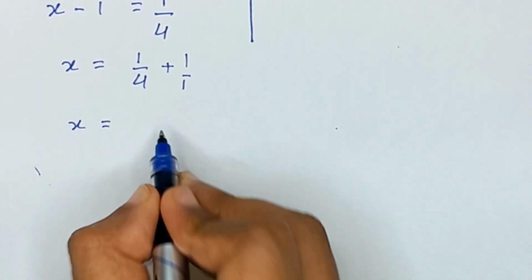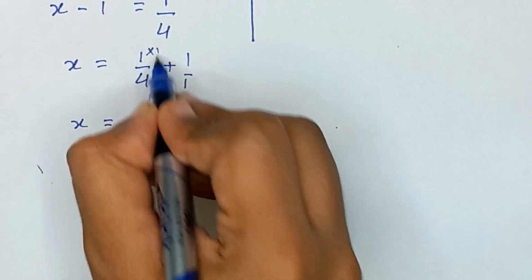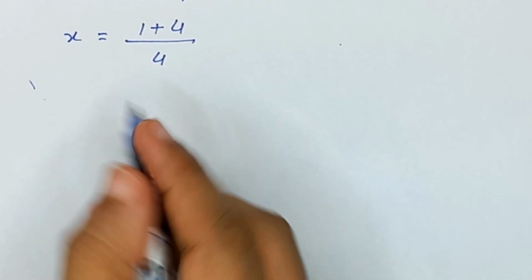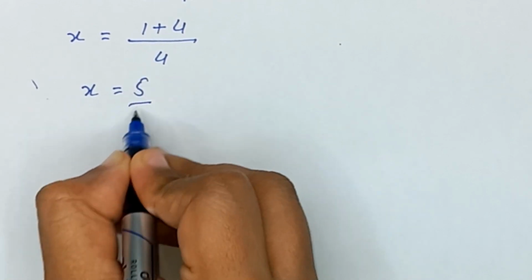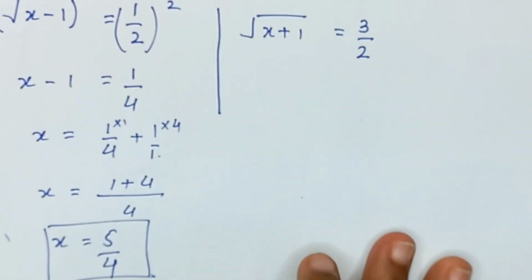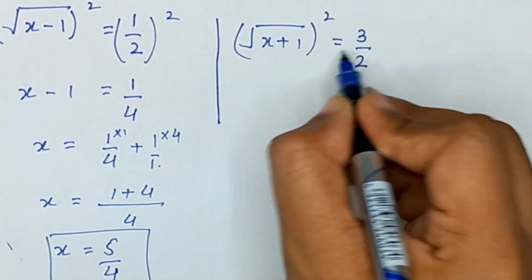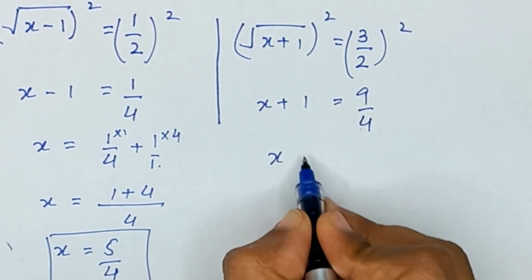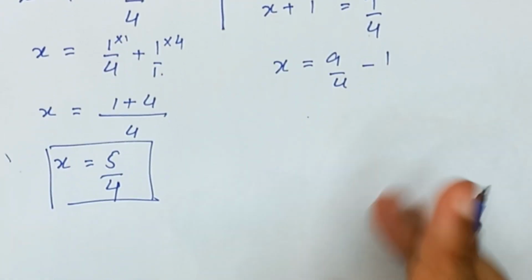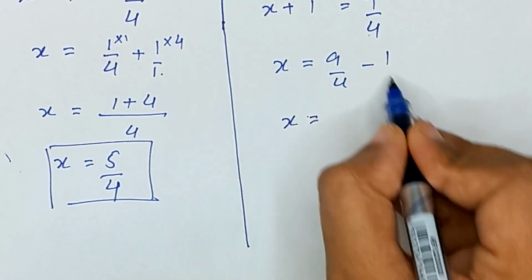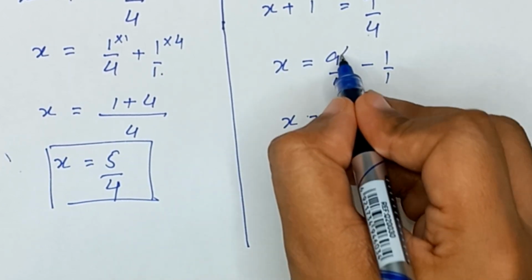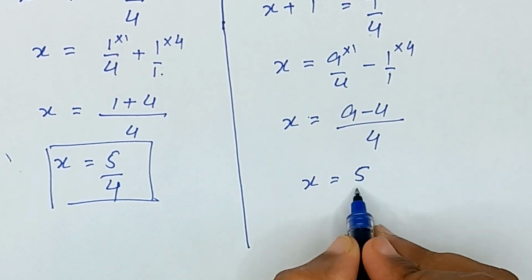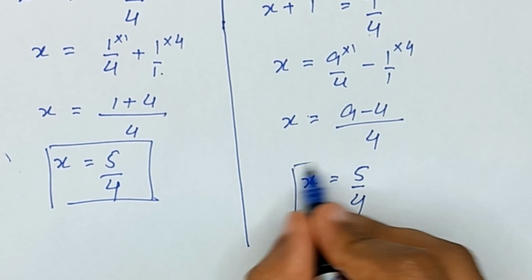Now the LCM of denominator is 4. So 4 1 times 4 and 1 4 times 4. So it will become 1 plus 4. So from here value of x is equal to 5 divided by 4. And again, we will apply square on both sides. So it will become x plus 1 is equal to 3 square is 9 and 2 square is 4. So x will be equal to 9 divided by 4 minus 1. LCM of 4 and 1 is 4, 4 1 times 4 and 1 4 times 4. So it will become 9 minus 4. So the value of x is 9 minus 4 is 5 divided by 4.